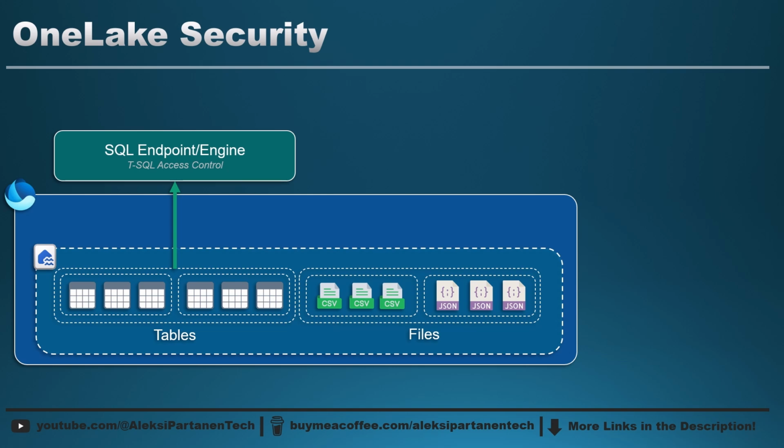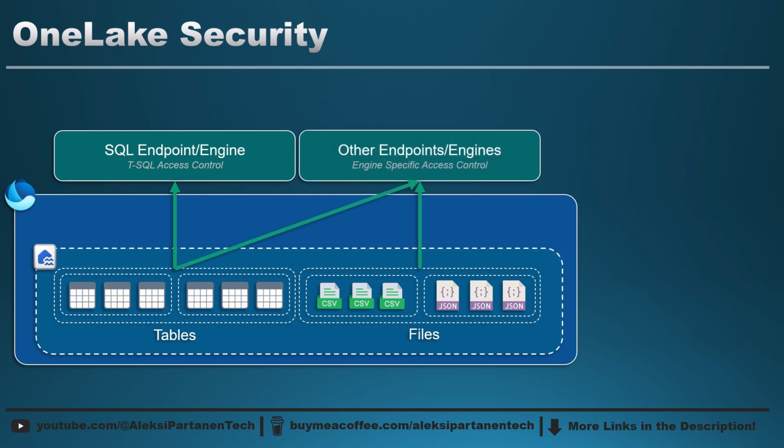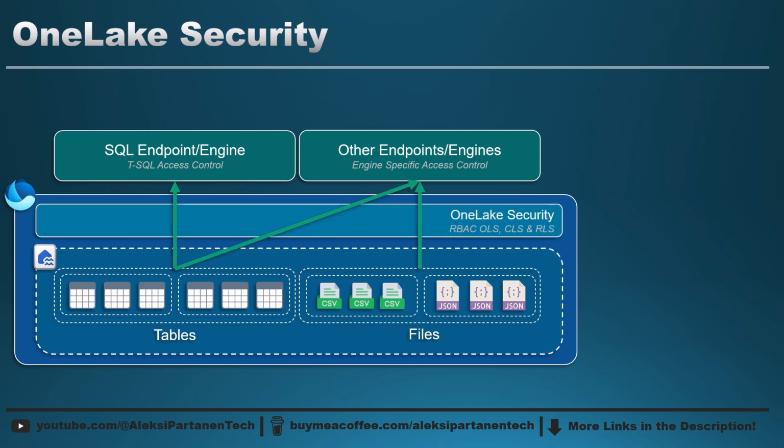But SQL endpoint is not the only engine we can use to access the data in our Lakehouse, and we have other engines like Spark, Power BI, etc. that can also be used to access tables and files sitting in our Lakehouse. The problem here is that all of those object, row and column level accesses that we were setting up using the SQL engine are not available when using those other engines. This could lead to a situation where the user is able to access different data depending on the engine that is being used. This is where OneLake Security steps into the picture.